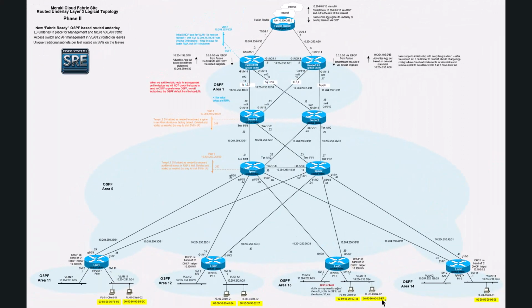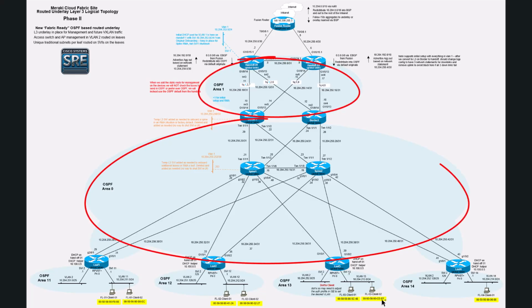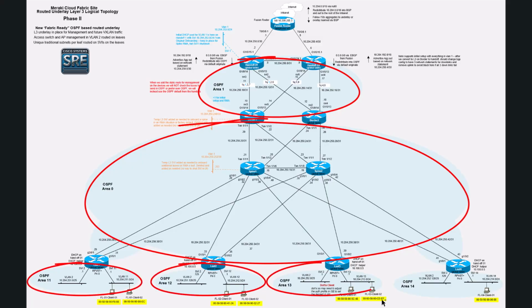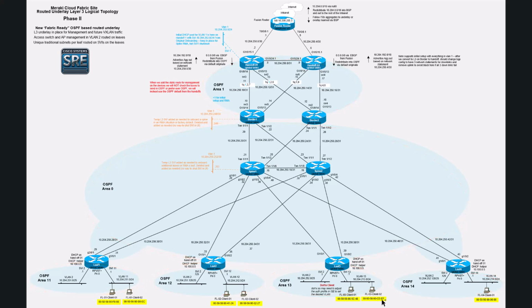Next, we need to configure OSPF and set up our areas. This is the phase 2 logical topology drawing of our network. Notice we have area 1 at the top, area 0 in the middle, which is the fabric, and area 11, area 12, area 13, area 14 south of the leaf switches. In this next section, we will configure our areas and turn on OSPF in our Meraki Dashboard.